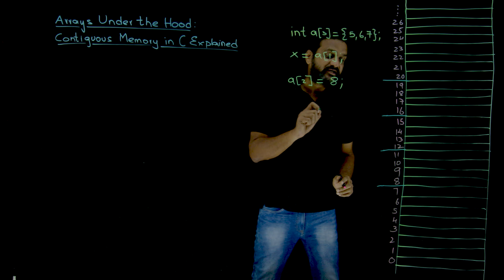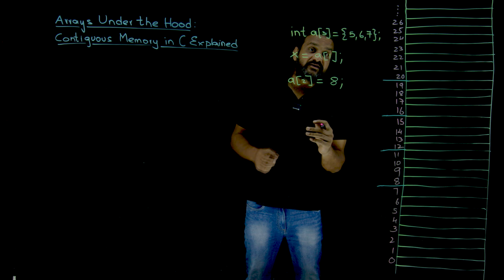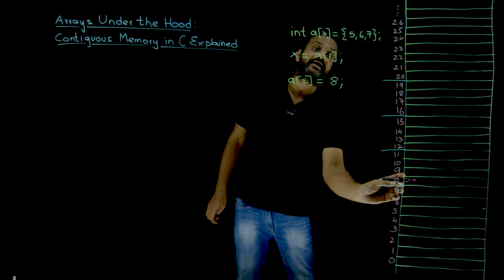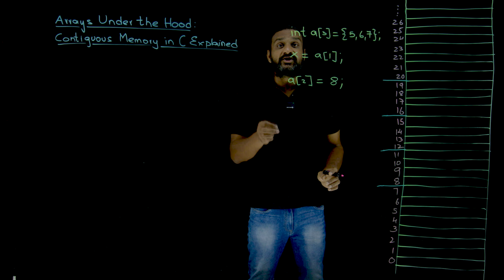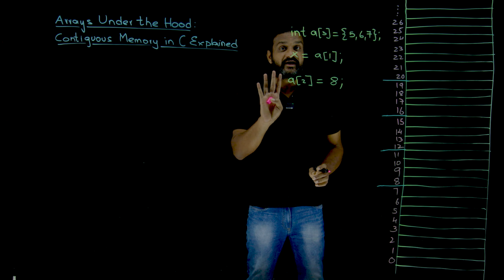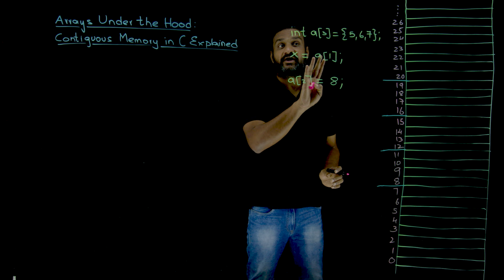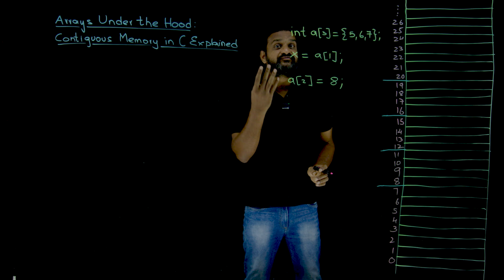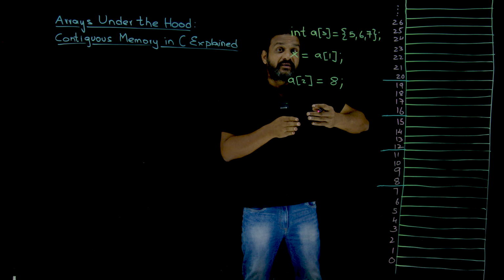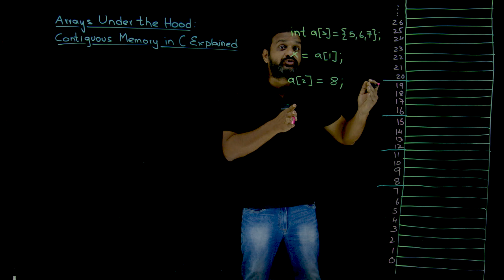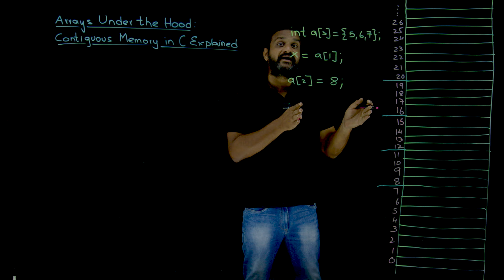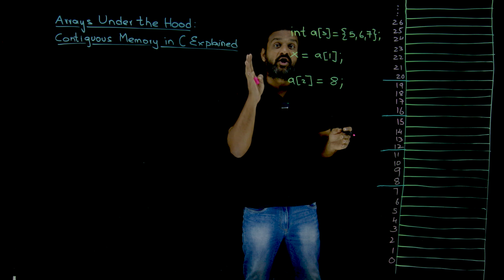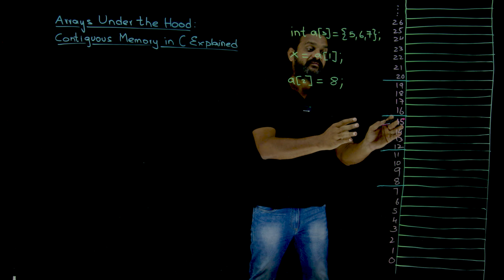So let's assume that randomly the computer has chosen the memory location 8 as the starting point. Now let's assume that 4 bytes will be occupied for an integer. Now how many integers do we have? 3 integers are there. For each integer, if it is 4 bytes, how many memory locations are to be allocated for all the elements in the array? 4 into 3, which is 12 memory locations are to be allocated on the memory.